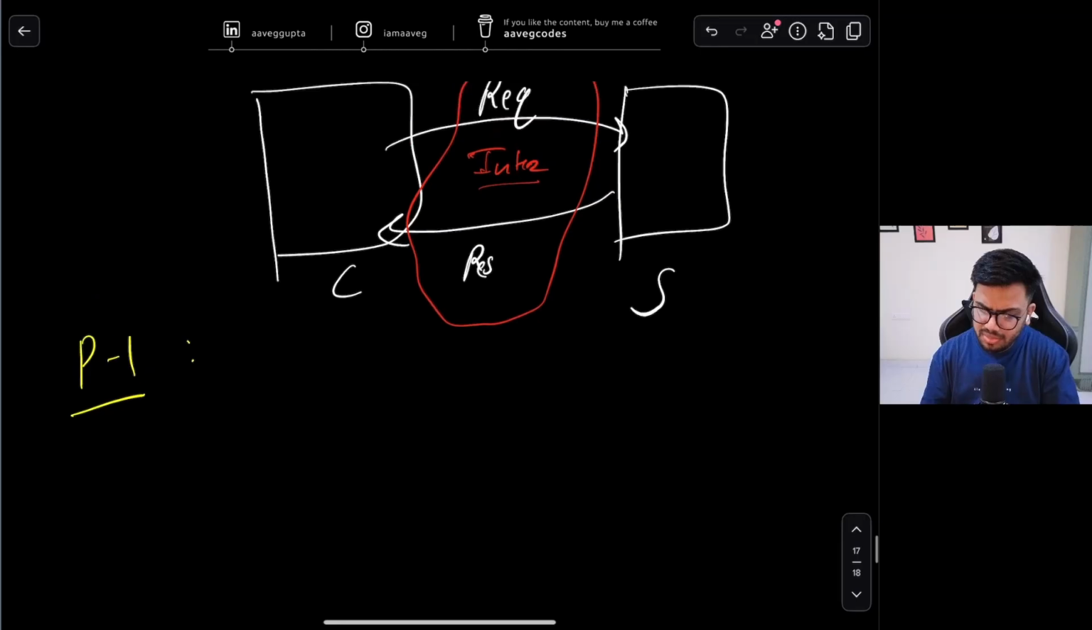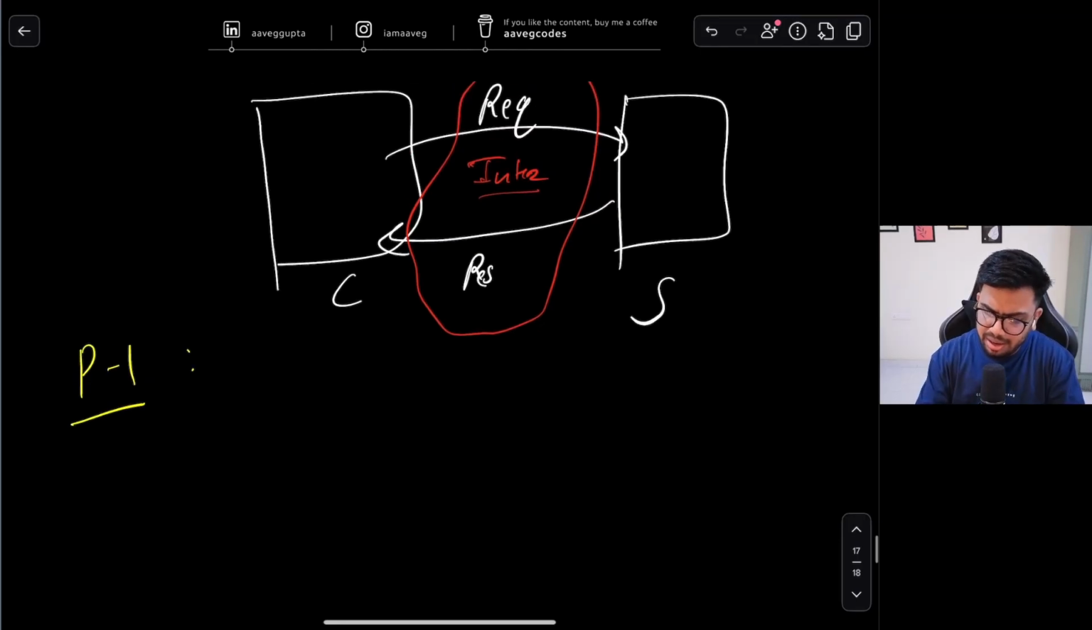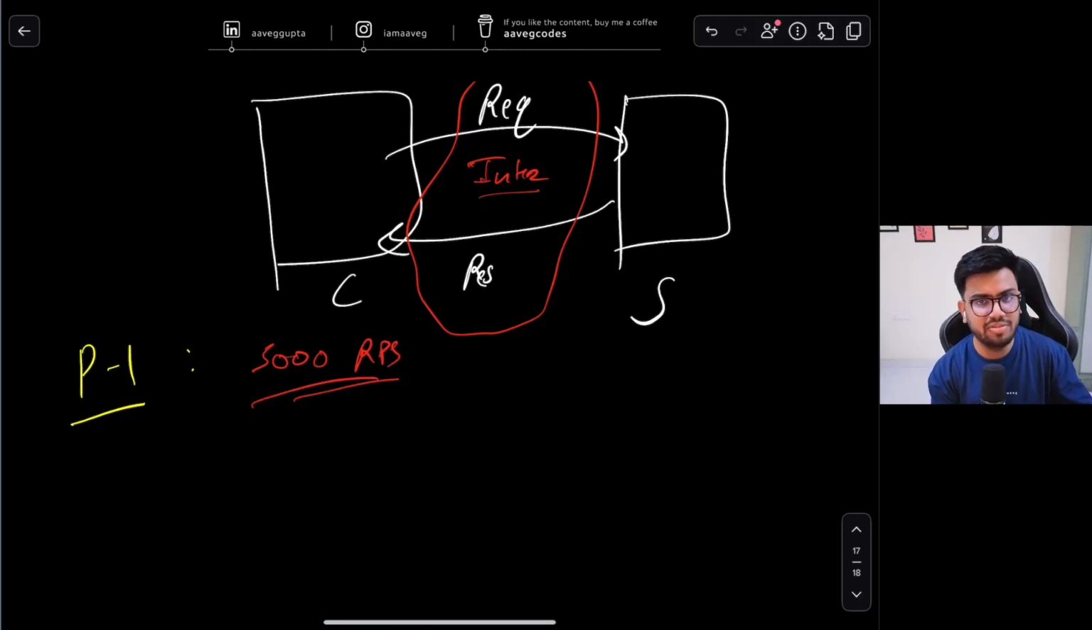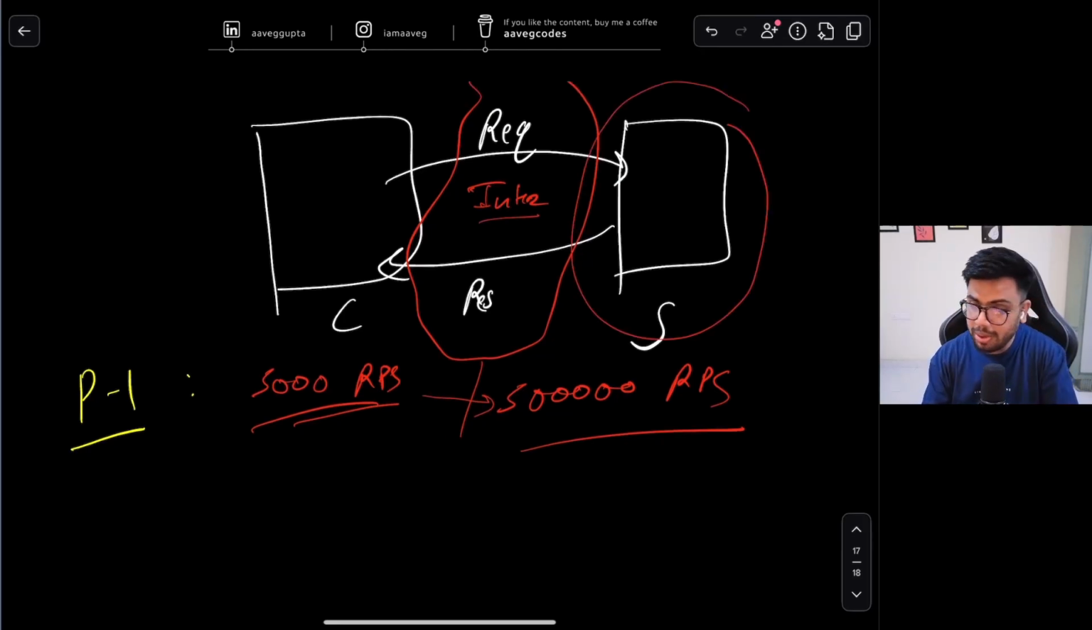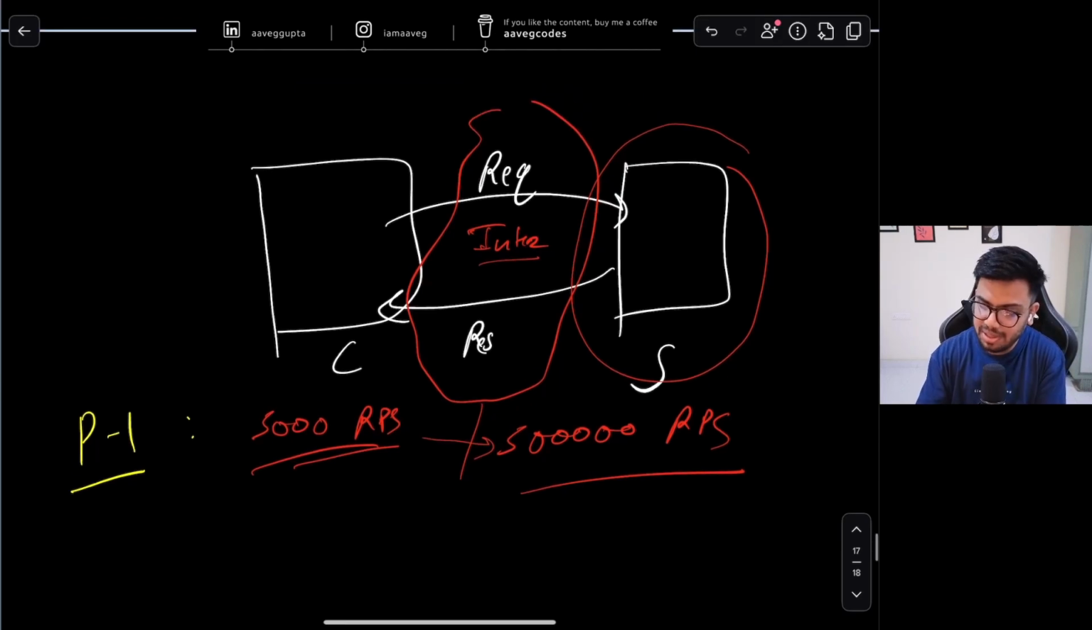Problem number one: let's say you have a simple system, and right now it is able to handle 500 requests per second. Like in 1 second, it can answer 500 requests. But one day, instead of 5,000, your system gets 5 lakh requests per second. This is a huge amount of requests in a single second, and your system hasn't seen this many requests before. So there is a huge chance that your system might crash, because it won't be able to answer all these requests in 1 second. So when there is a huge amount of traffic, the simple architecture that we just developed might start breaking. This was problem number one.